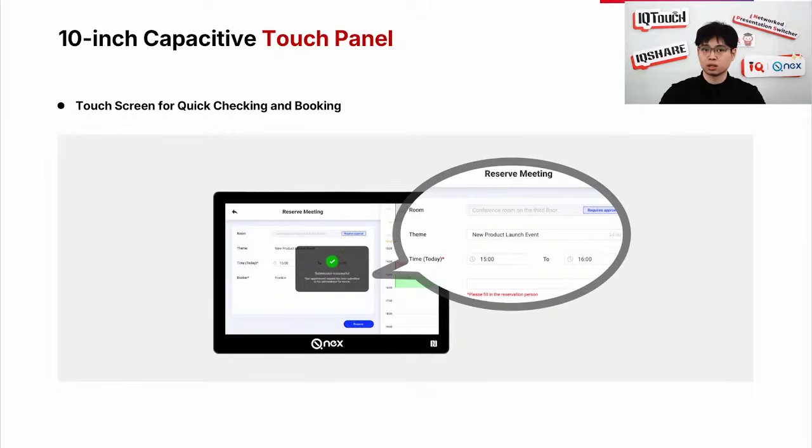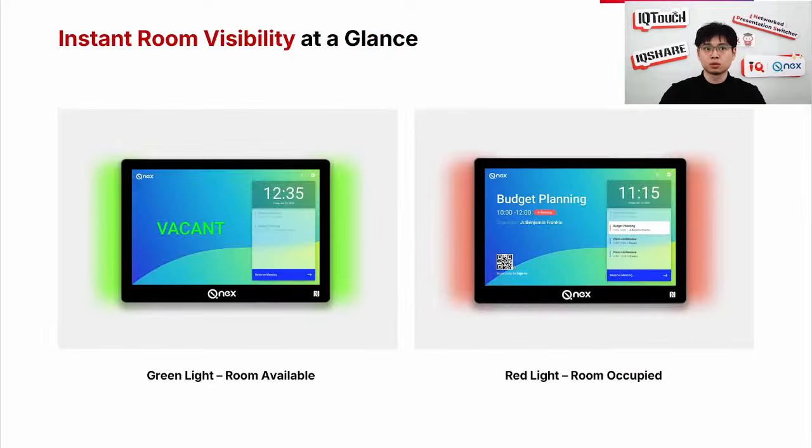Let's move on to the second highlight. One of the most practical features of the room scheduler is clear room status visibility. The device is equipped with LED light strips that clearly indicate whether the meeting room is currently available or occupied. A green light may indicate that the room is vacant, while a red light indicates that it is occupied. This means that even from down the hallway, employees can quickly identify whether the room is available without needing to walk up to the screen.